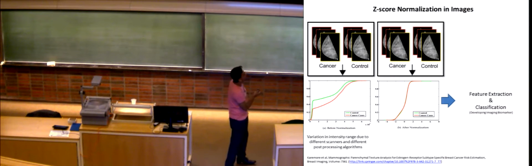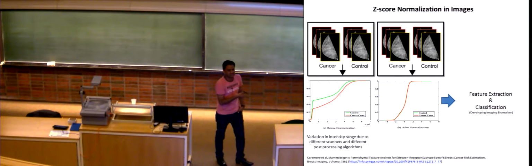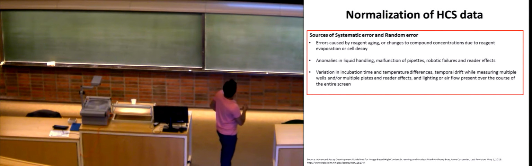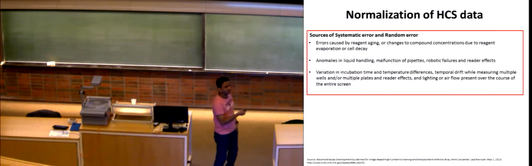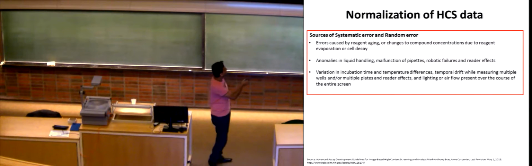This is very important for the equalization experiment, because that's our main intensity. Normalization of high content screening data. So these are the sources of systematic error and random error in high content screening: errors caused by reagent, anomalies in liquid handling, variation in incubation time. I think Yuta and Claudia would know more than me here. I just collected it from this reference. But there are some variations, right?